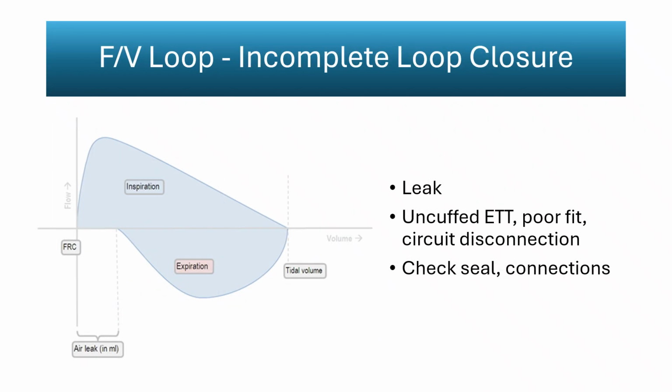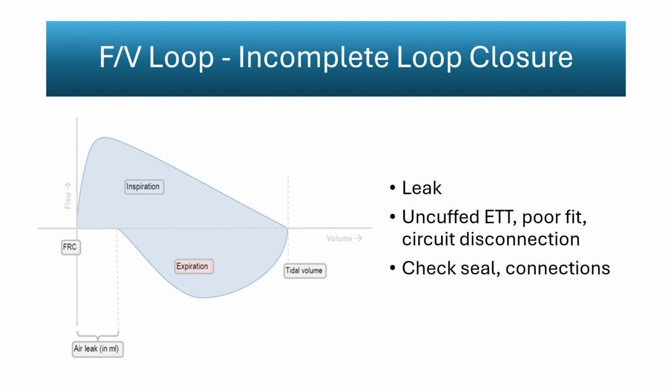Incomplete loop closure occurs when the inspiratory and expiratory limbs of the flow volume loop fail to meet at the same starting and ending point. On a normal loop, the expiratory limb returns precisely to the inspiratory baseline, forming a closed figure. When a leak is present, the loop remains open because the volume returning through the flow sensor is less than the volume that was delivered.